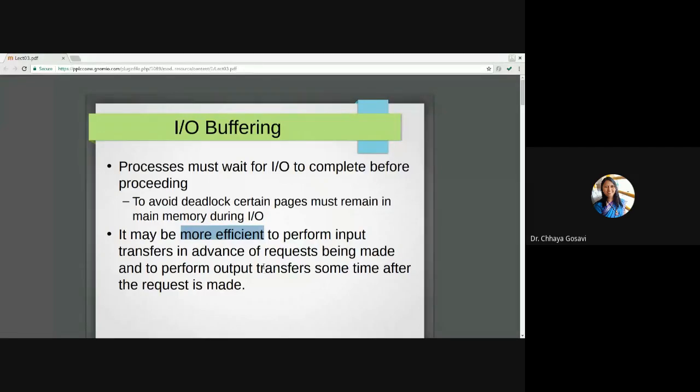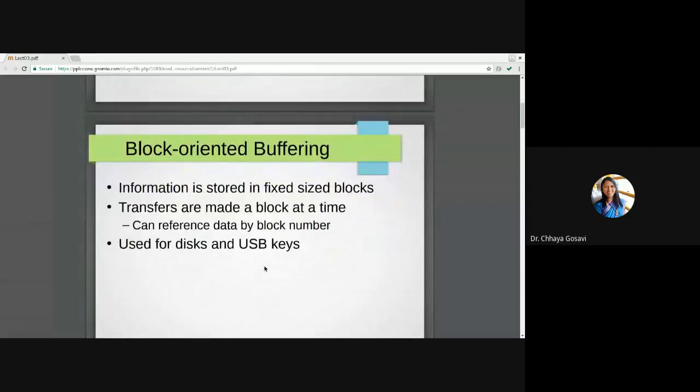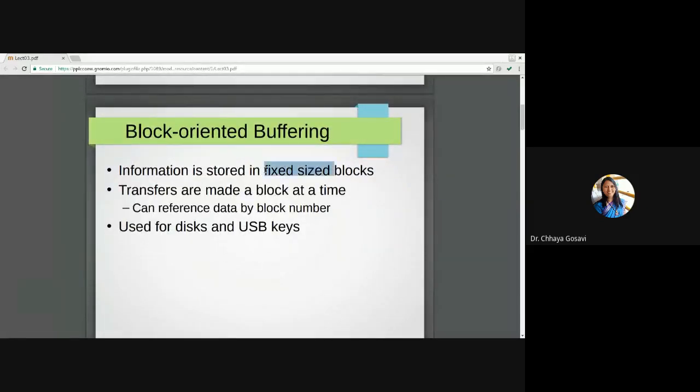Buffering is temporary storage. There are different types of buffers, like the block oriented buffer. Information is stored in fixed size blocks. So you are accepting fixed size information block by block, and this transfer is made one block at a time. A block at a time you can transfer from IO device to memory or memory to IO device, and can refer to data by block number. So it will check whether all the blocks are received or not. If any block is missing, then it will ask for that block again, resend it, acknowledge it, etc. So data is referred to by block number. It is mainly used for disks, hard disks, and USB keys, that is, pen drives.